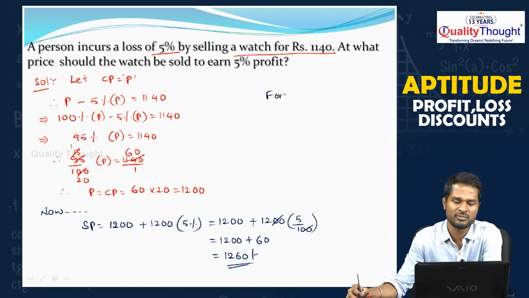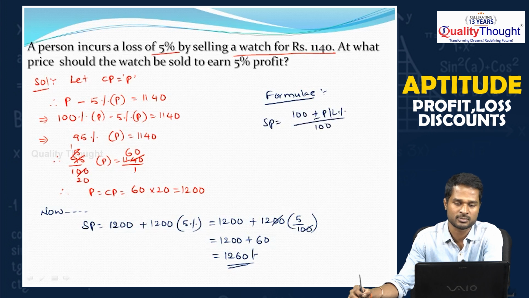So, the formula we will use to solve this question is: selling price is equal to (100 plus or minus profit percentage or loss percentage) divided by 100, into the cost price. So, use the minus symbol for loss and use the plus symbol for profit. You can use it to calculate the question.